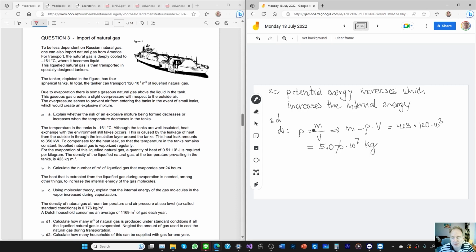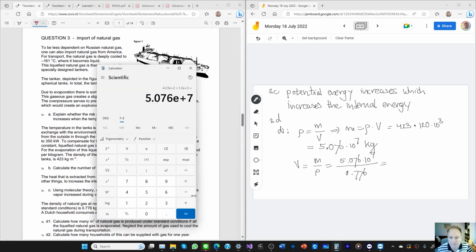So again, we use the same equation. Now we need to find the volume. So the volume is mass divided by rho, which is 5.076 times 10 to the power 7 divided by 0.776, and this equals 6.5 times 10 to the power 7 meters cubed.